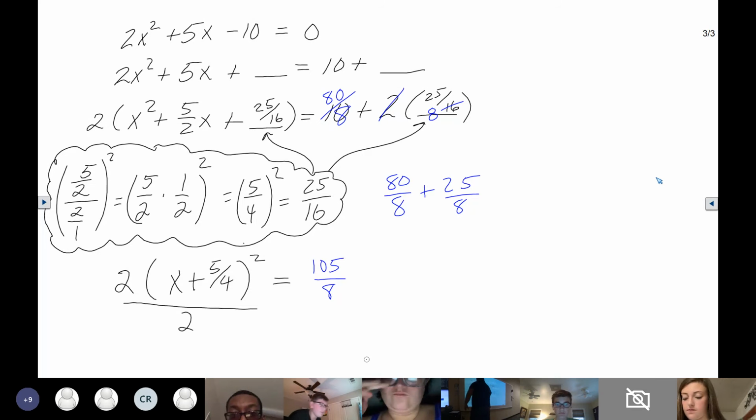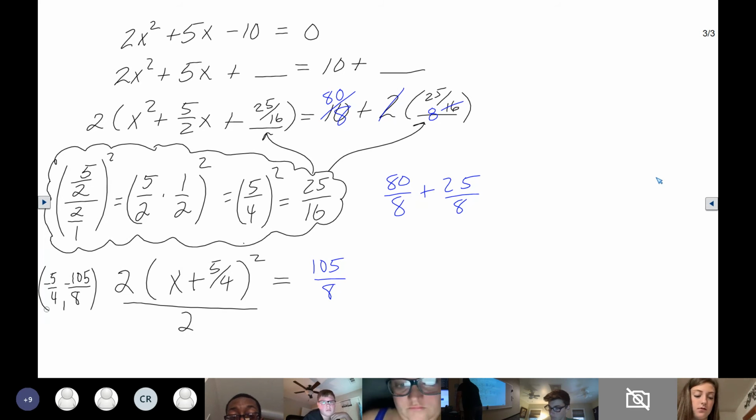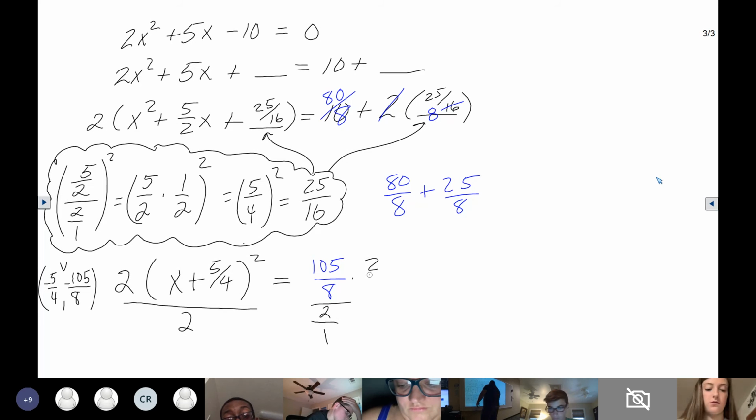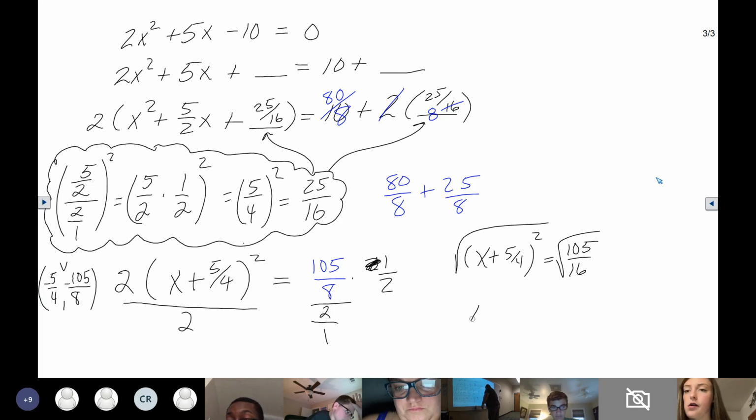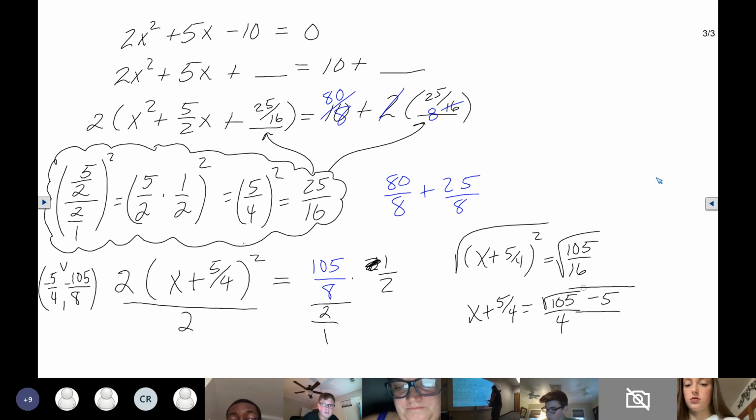Oh, the vertex. I'm not going to write all that up there. I'm just going to give you the vertex. Negative 5/4, comma, negative 105 over 8. There's your vertex. Now divide by 2. Multiply by 1/2, sorry. And that's going to give us x plus 5/4 quantity squared is equal to 105 over 16. x plus 5/4 is equal to the square root of 105 over 4. And bring back that minus 5/4. There's your exact answer, negative 5/4 plus or minus the square root of 105 over 4.